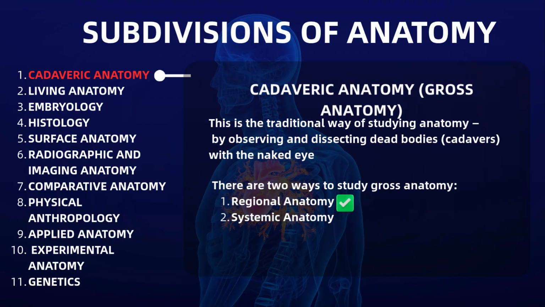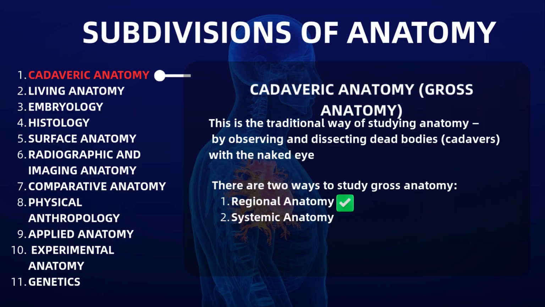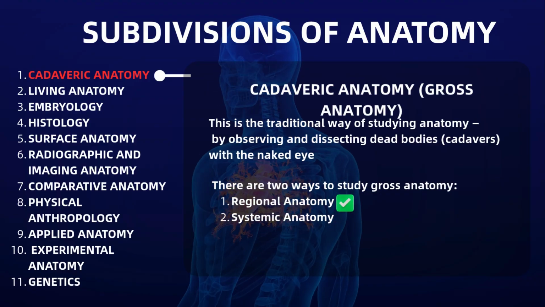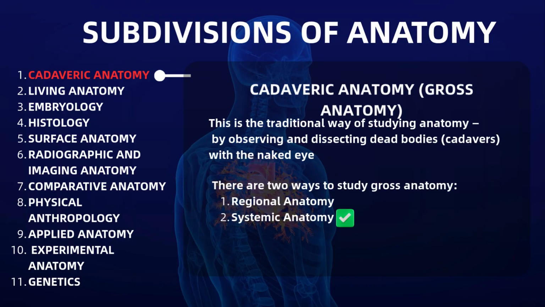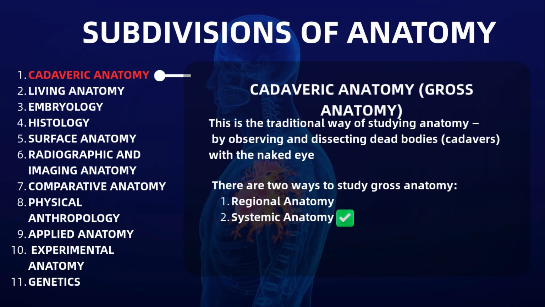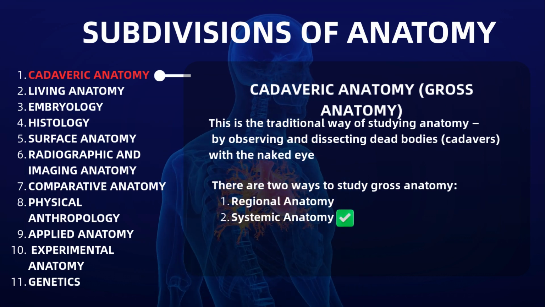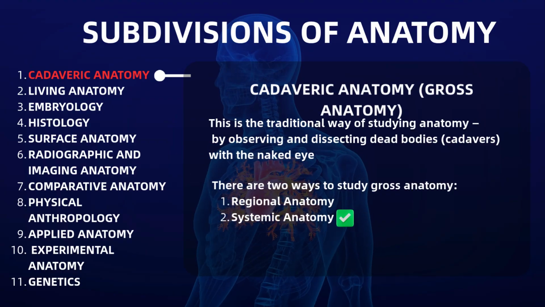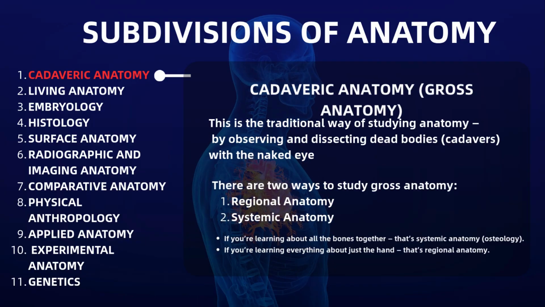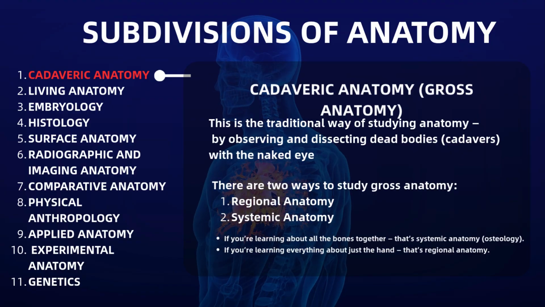Let's talk about regional anatomy. Here, the body or a cadaver is divided into regions like upper limb, lower limb, thorax, abdomen, head and neck, etc. And we study about those regions, which is called regional anatomy. Whereas in systemic anatomy, the body is divided into systems like skeletal system, muscular system, nervous system, digestive system, etc. And we study system by system in systemic anatomy. Example, if you are learning about all the bones together, that's systemic anatomy. If you are learning everything about just the hand, that's regional anatomy.